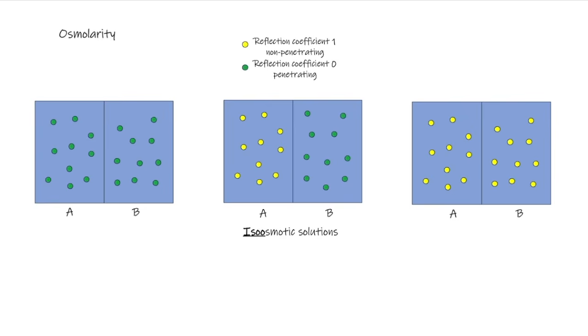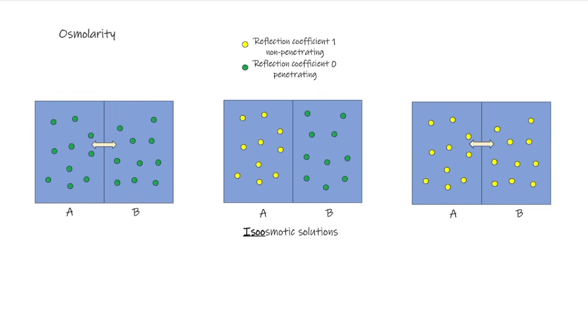Because it can redistribute across the membrane, it cannot maintain a significant osmotic pressure difference across the membrane. Therefore, there will be no net movement of water. On the far right, we have identical concentrations of non-penetrating solute on either side of the membrane. These particles have a reflection coefficient of 0. But because they have the same number of particles on either side, the osmotic pressures are balanced. Therefore, there will be no net movement of water.